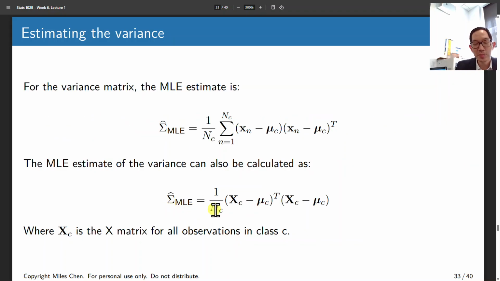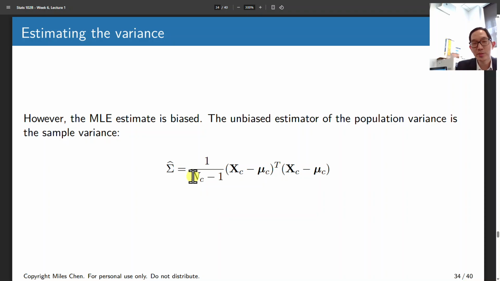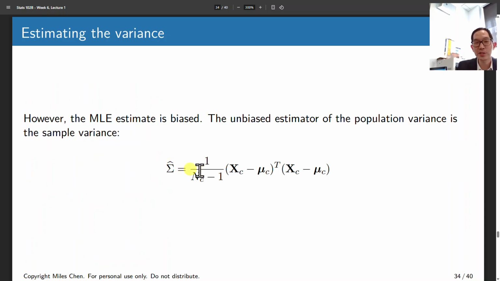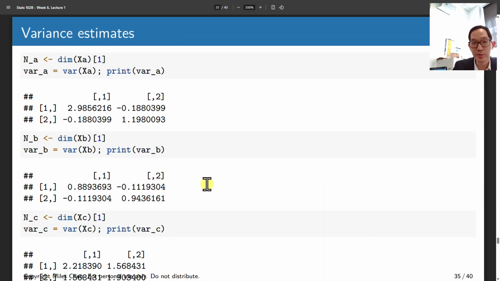But this is going to be biased, and so if we want an unbiased estimate, we divide by n minus 1, and this is equivalent to using the variance function in R. If you use the variance function in R, this is how it calculates it. It's going to do the unbiased estimate. And so here, I'm going to take all of the observations that belong to class A, and I'm going to ask for its variance.